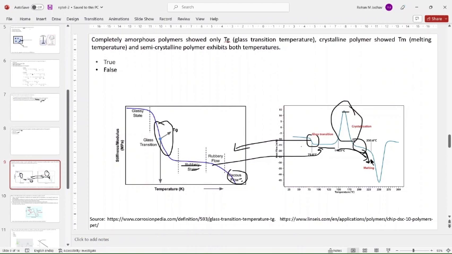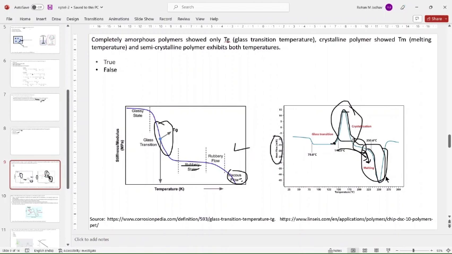Why? Because latent state is happening. It is transitioning from crystal to molten state. So that heat is getting used to convert it to a melt form. Okay. So after this explanation, you can see that this statement is true.